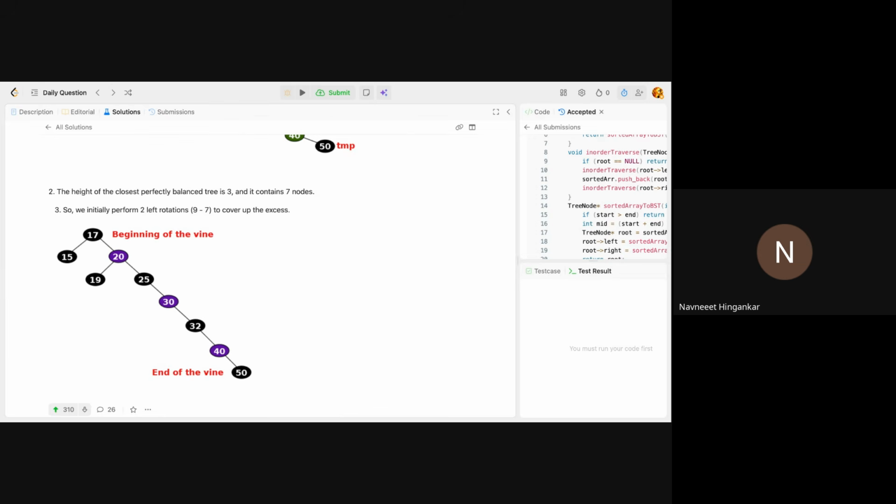At the beginning of the list, initially we perform 2 left rotations, 9 minus 7, to cover up the excess, at the end of the vine. Two, three, 4, 5, 6, 7, 7 nodes. Right, if the closest perfect balanced tree is 3. Okay, 3. And this excess node or this thing, so it contains 7 nodes. How does it contain 7 nodes?